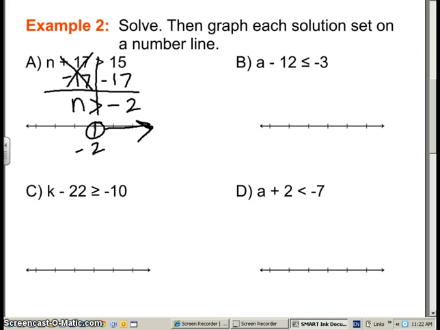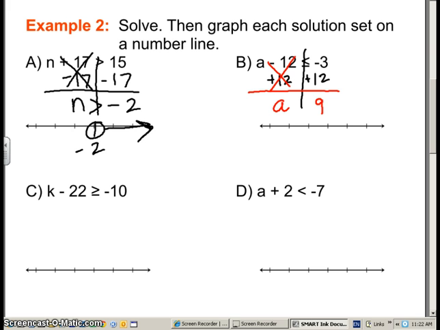Letter B, same thing. Draw your line. Our variable's already on the left. Here we're subtracting 12, so you need to add 12. If I add 12 to one side, I must. Okay. My inverse operations cancel out. I'm left with a on the left. On the right, negative 3 plus 12 is 9.